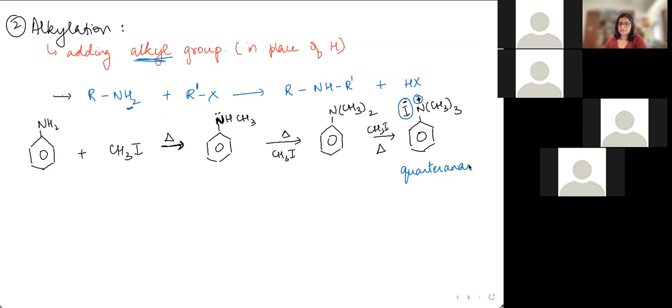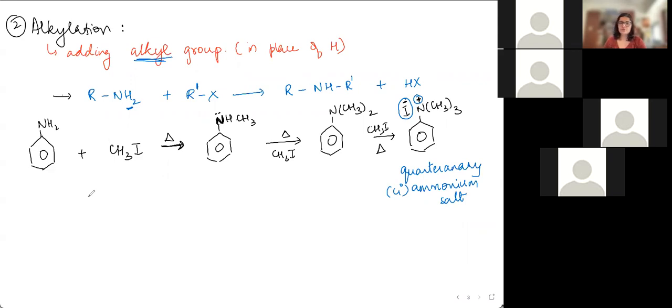Quaternary ammonium salt. So primary is when you have one R group attached. Secondary is when you have two R groups attached. Tertiary is when all three R groups are attached. Quaternary, like 4-degree, is when there's another R group attached, 3 + 1, 4 R groups, and you end up with a cation.